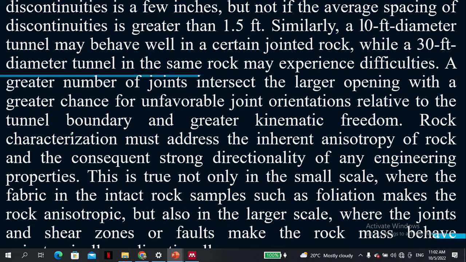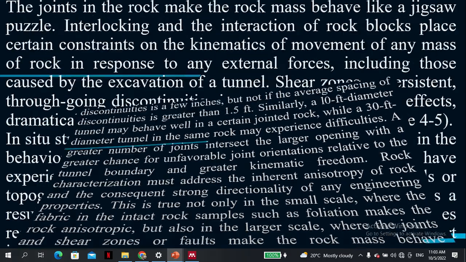So rock characterization must address the inherent anisotropy of rock and the consequent strong directionality of any engineering properties. This is true not only in the small scale, where the fabric in the intact rock samples such as foliation makes the rock anisotropic, but also in the larger scale where the joints and shear zones and faults make the rock mass behave anisotropically as well.